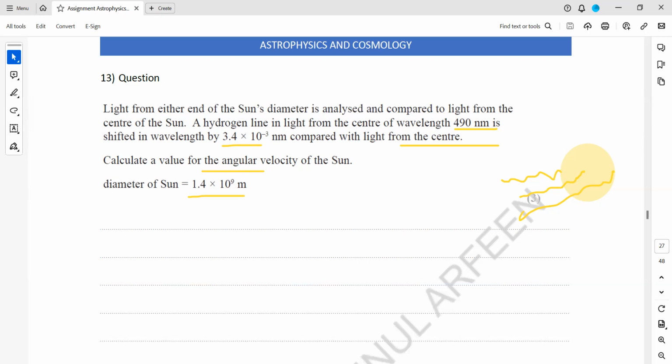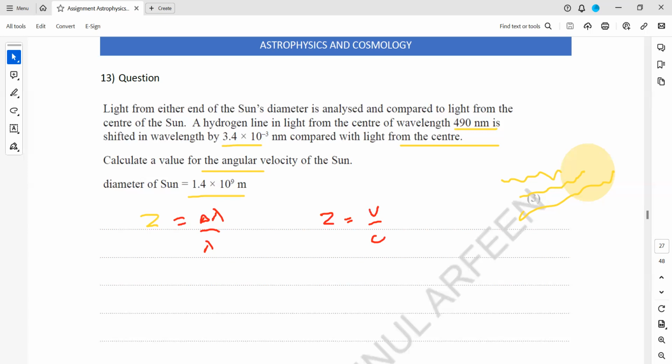So first, we have the formula, the Doppler shift. The Doppler shift Z is the change in wavelength over original wavelength. That's how we use the Doppler shift. And the Doppler shift is also V by C.